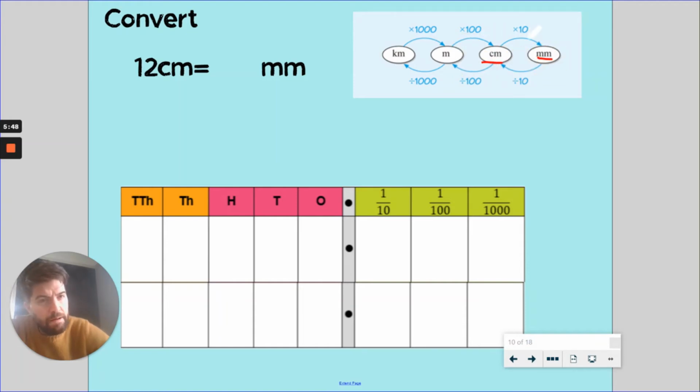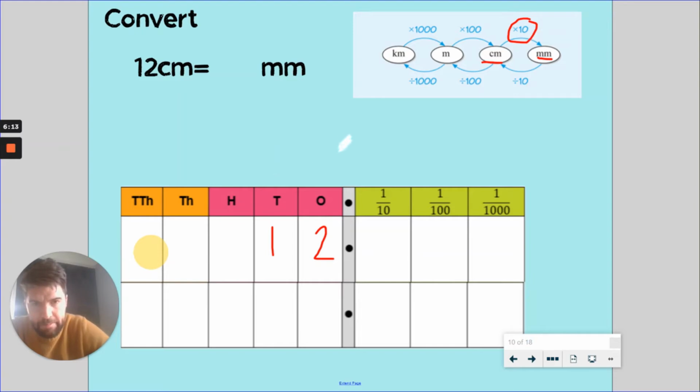I'm going to find the arrow that's right. I'm going from centimetres to millimetres. I'm multiplying by 10. So centimetres, I'm going to put that in the top row of my place value chart, 12. I've made sure I've got that right because I've got the 2 in the 1s, the 1 in the 10s.